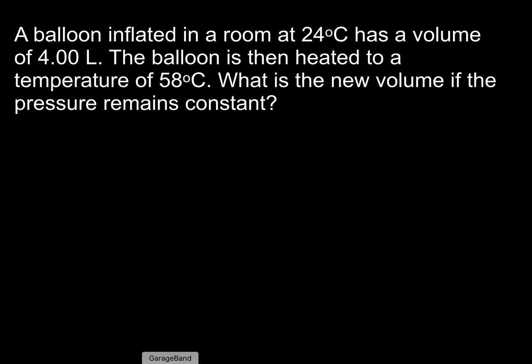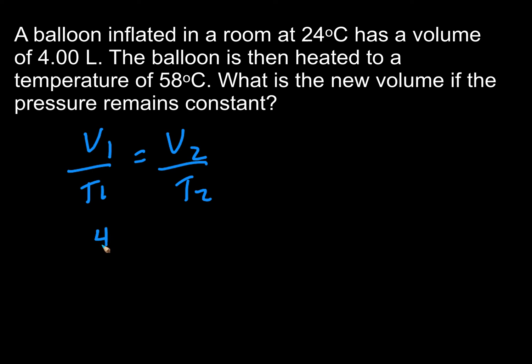So we know our formula, V1 over T1 equals V2 over T2. So our first volume, 4 liters, all over 24 plus 273.15, and we'll get 297.15, equals, what's the new volume? So we have V2 all over 58 plus 273.15, which is 331.15. So we need to cross multiply and divide.